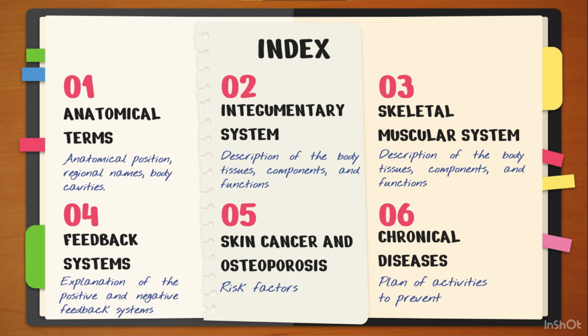Feedback systems, explanation of the positive and negative feedback systems. Skin cancer and osteoporosis, some risk factors for developing these diseases. And chronic diseases, plan of activities to prevent them.